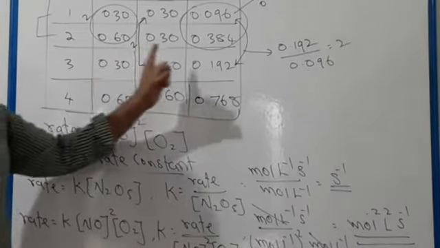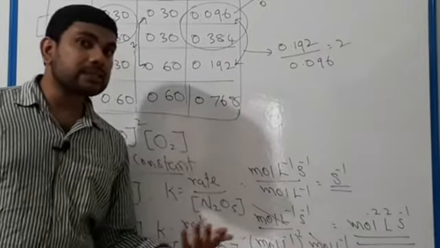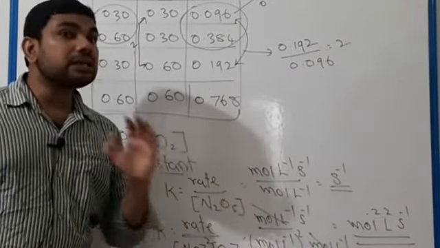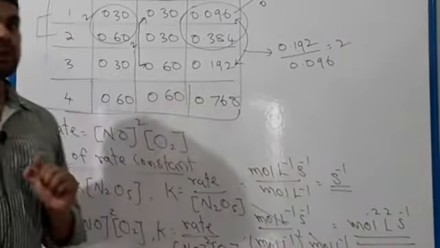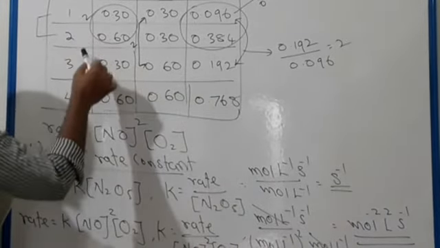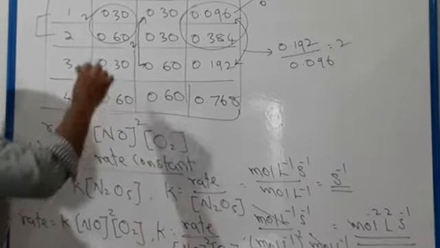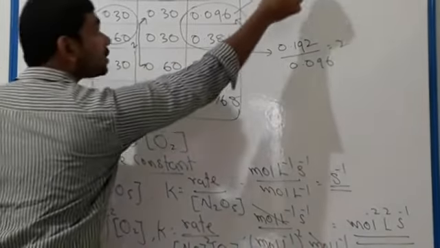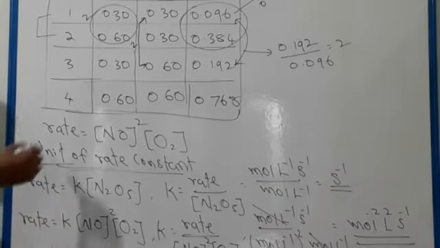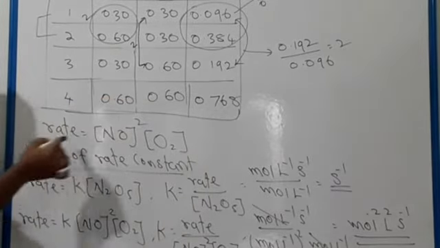Here twice, the rate of reaction also twice, here 3 times, here also 3 times. Then you have to say it is a first order reaction. But in this case, for the first and second experiment, here twice increasing, here four times increasing, then you have to say it is a second order reaction.